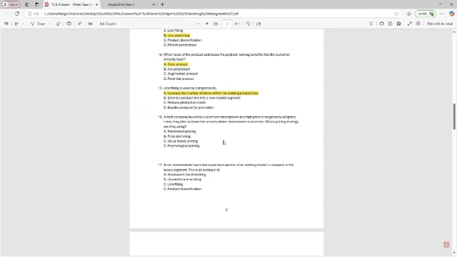Fine. Let's move to the next question. A tech company launches a premium smartphone at a higher price to target early adopters. Later, they plan to lower the price to attract mainstream customers.